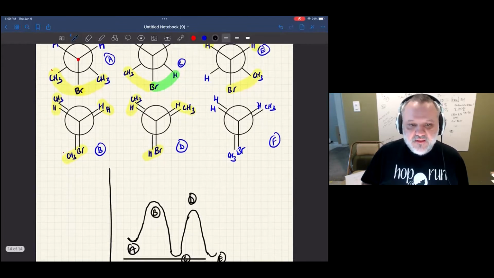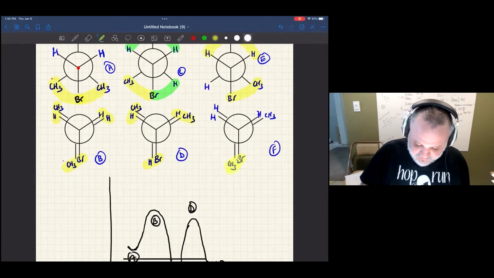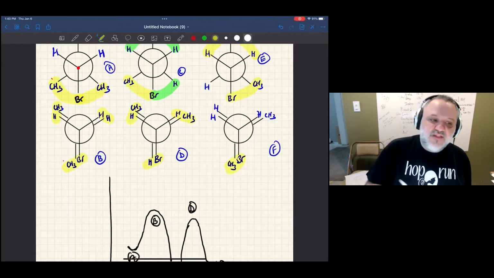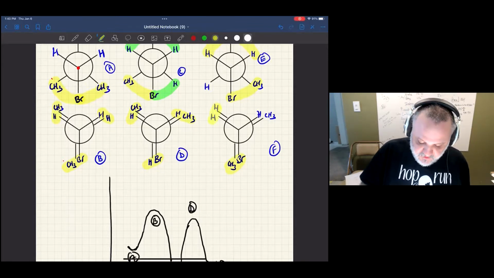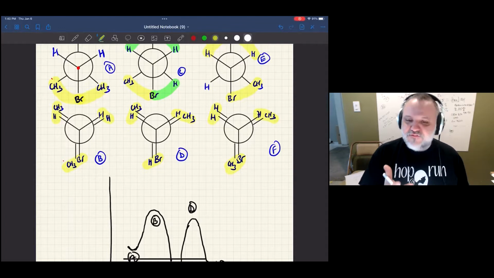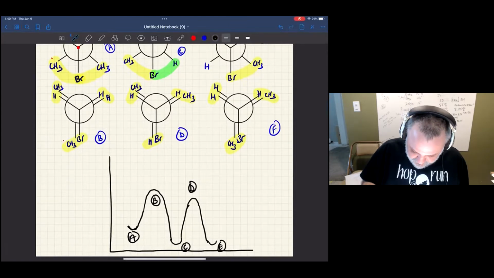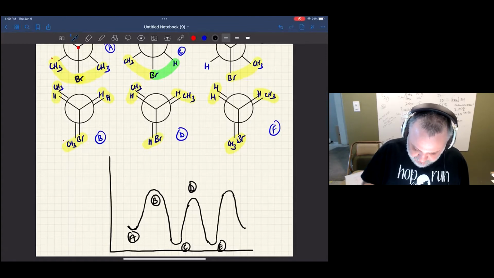And so then let's take a look at the last one so we can get this knocked out. What about the interactions between D and F? Well, I've got a CH3 and a Br, like the first one, B. I've got two hydrogens interacting and then a hydrogen and a CH3. So again, that's just like B, except they flipped sides. And so we know the energy for F is the same as the energy for B. We needed to draw that maximum there. And then of course, if I go around, I'm going right back to A.